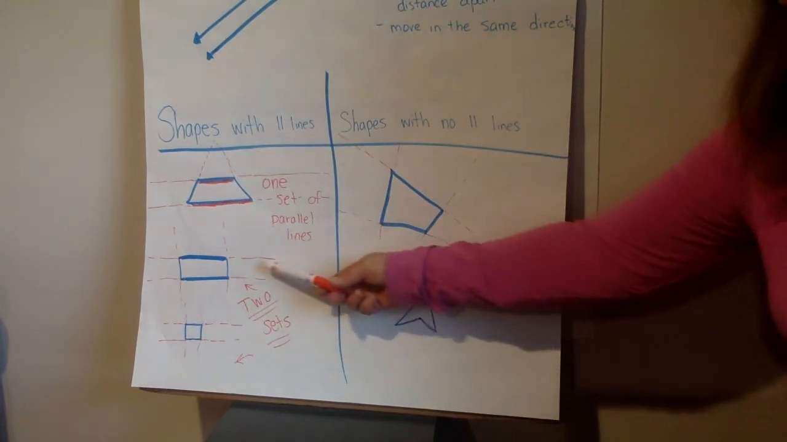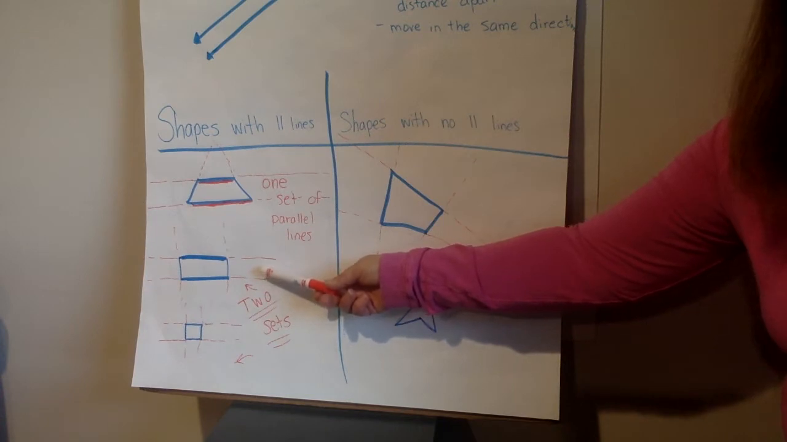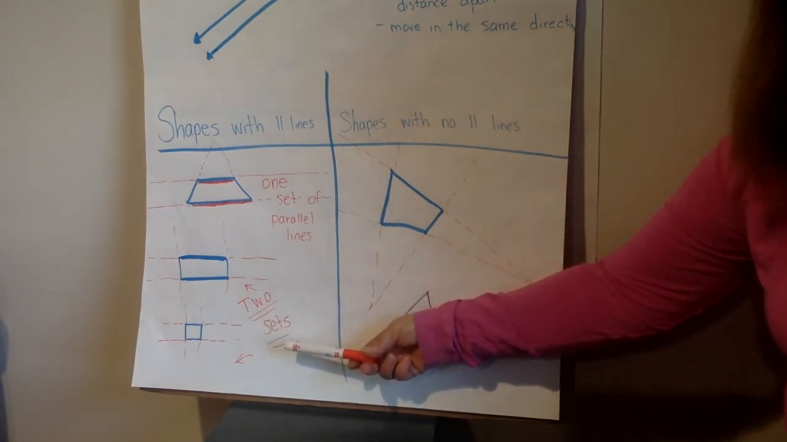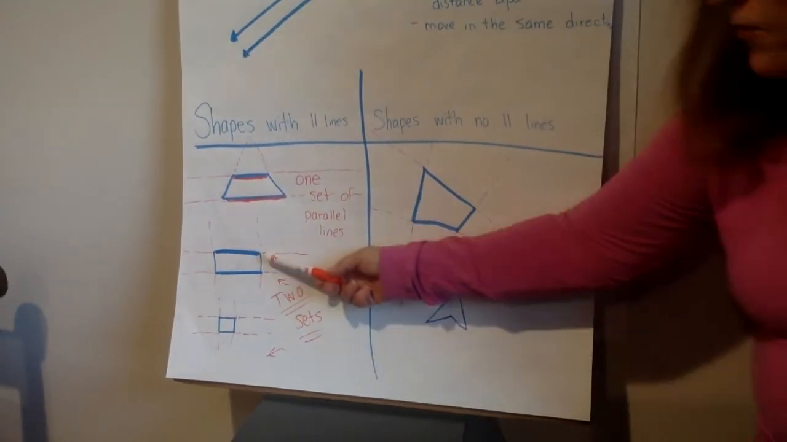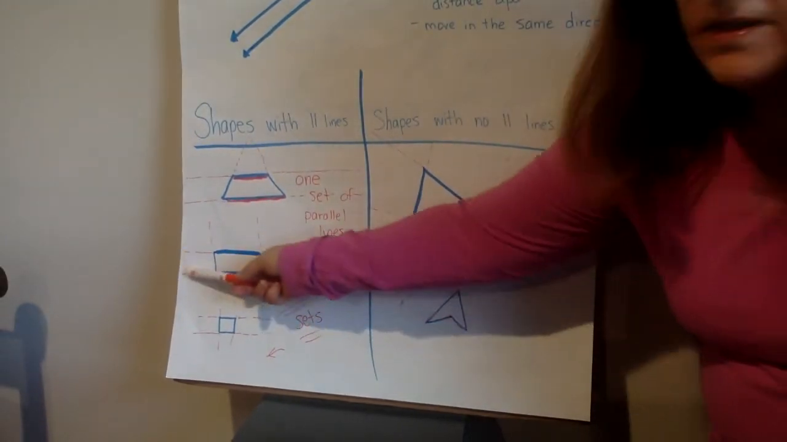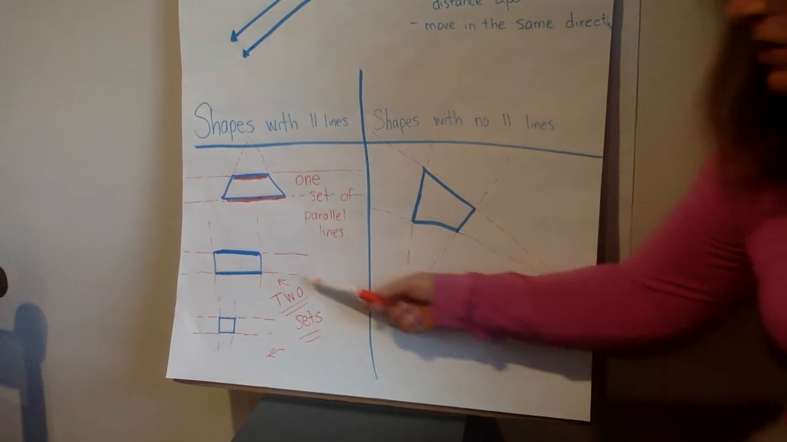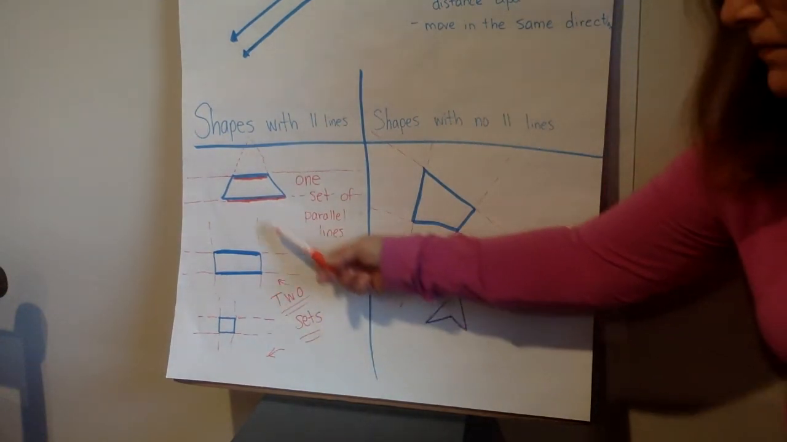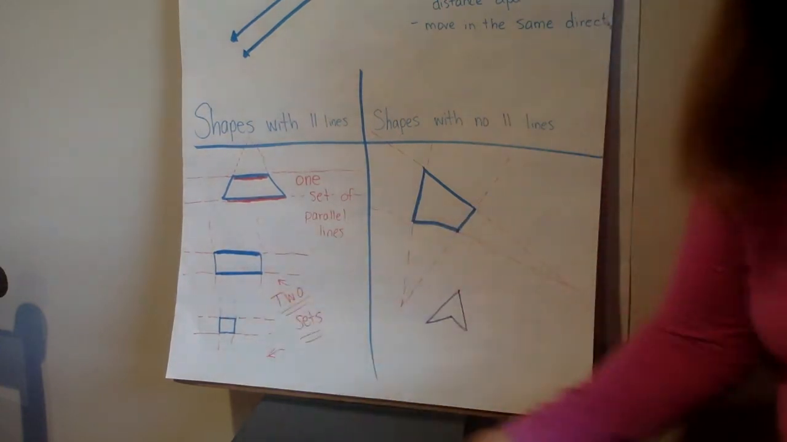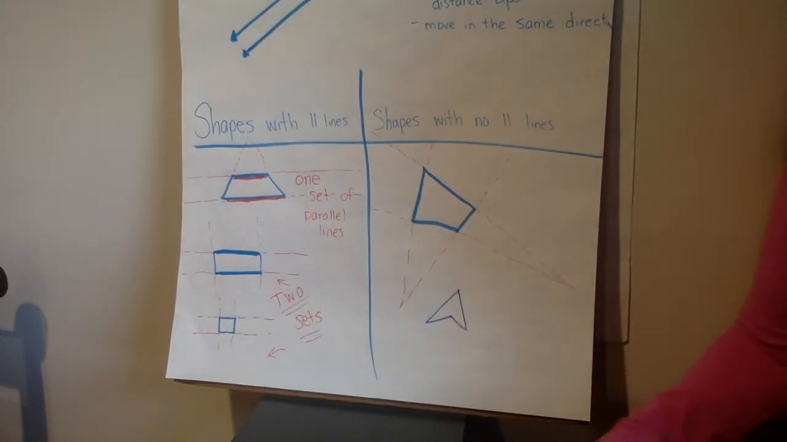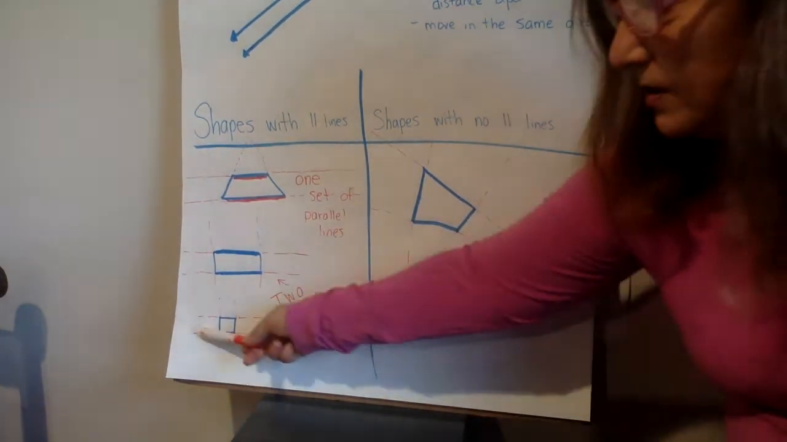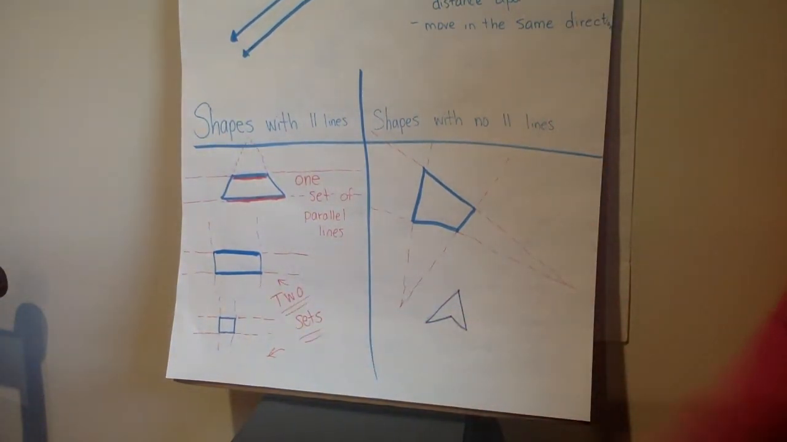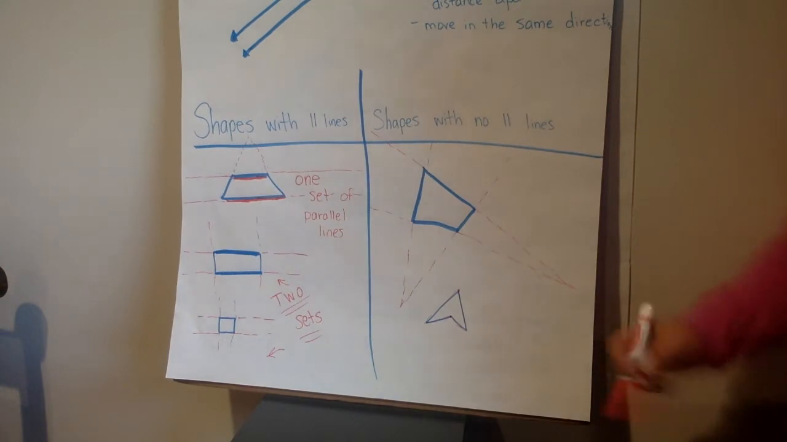So this rectangle, and this square, they both have two sets of parallel lines. For the rectangle, these lines are one set, and they would go on forever in both directions and never intersect, never meet. This set of parallel lines would go on forever in both directions and never meet. Same with the square. Both sets are parallel. They could go on forever in both directions and never meet.